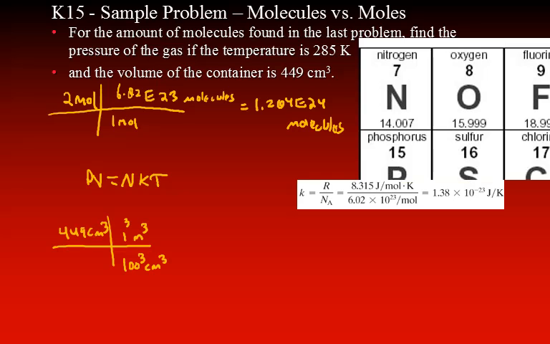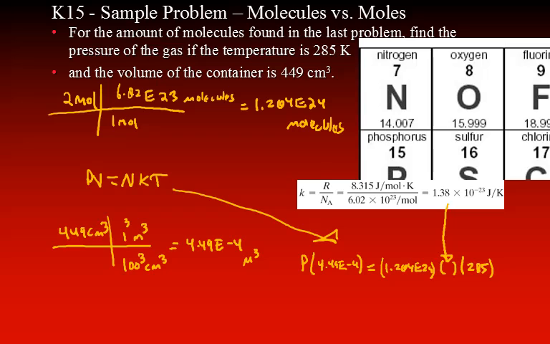Okay, in terms of the volume, we need to get that in meters cubed, so we cube the conversion. We should get 4.49 times 10 to the negative 4th meters cubed. We can place that in there and we'll end up getting a pressure of 10,546,396.44 pascals.